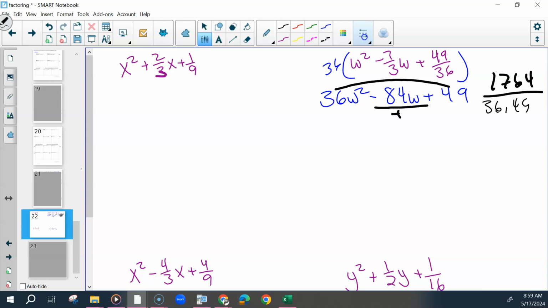1764 by 37. 1764 by 38. By 39. By 40. 41. And then none of those work because they're all decimal, but 42 and 42 work. So if I make them both negative, this will be 36w squared. I would split my middle number to the 2 numbers I just found.